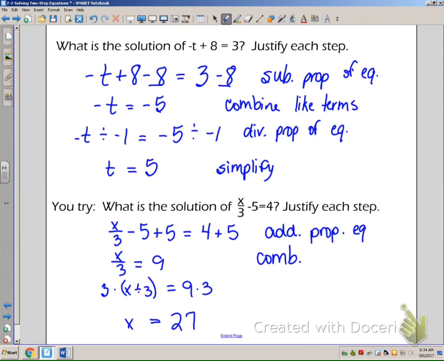4 plus 5 is 9, -5 plus 5 is 0. Then I use the multiplication property of equality. I multiplied both sides by 3 because x was being divided by 3, so to get rid of that I multiplied both sides by 3. The 3's cancel each other out by becoming 1. 1 times x is just x. 9 times 3 is 27. So I simplified, and there is my answer.